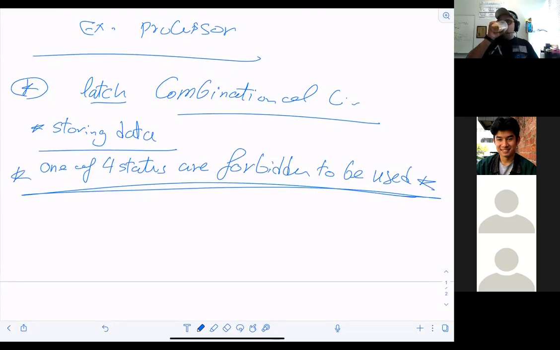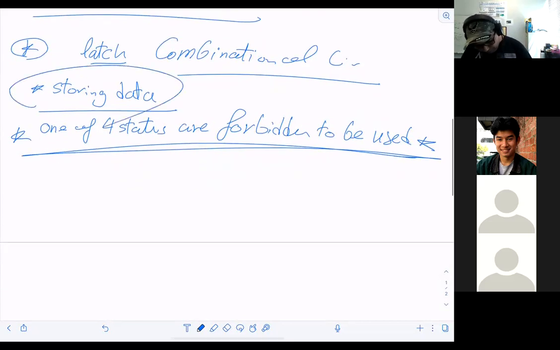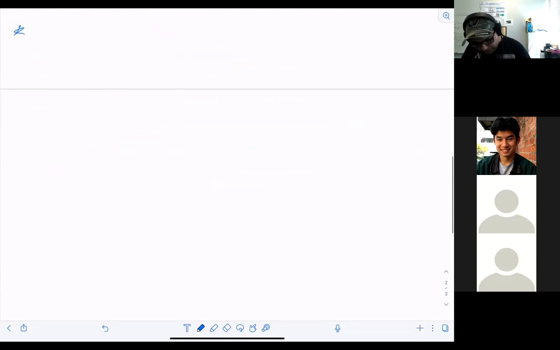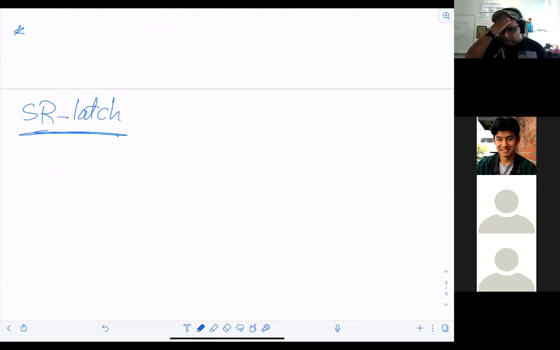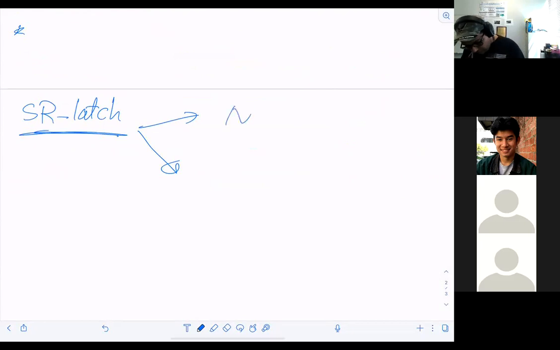Okay, now let's go into the latch. So we have the SR latch. This SR latch, implementation-wise, uses two different types of technology: NAND gates or NOR gates. As I told you, everything is NAND or NOR. It's gonna be NAND gate or NOR gate.